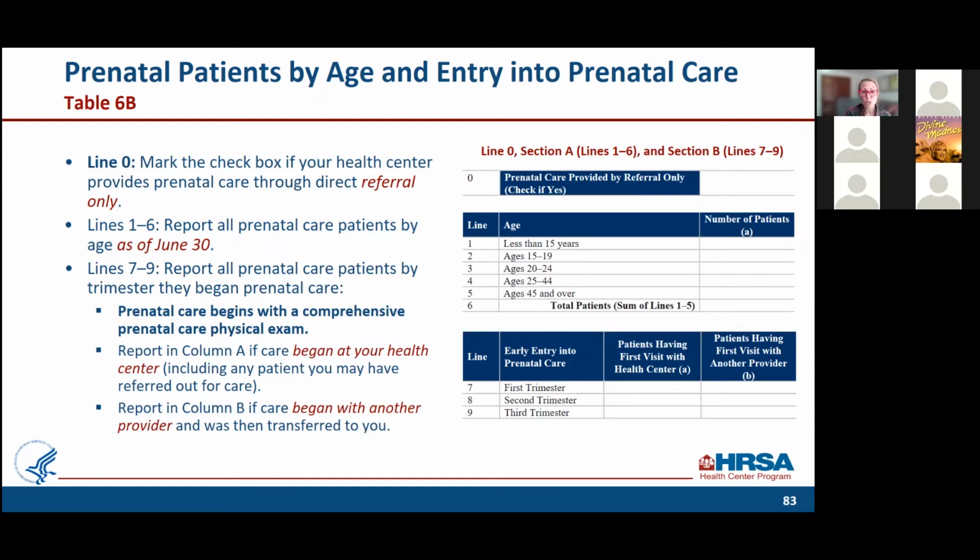Column B refers to patients who start with another provider and transfer into prenatal care with you, your care. Patient totals on line 6 and the sum of lines 7 through 9 must match. Prenatal care, quote unquote, begins for the purposes of UDS with a comprehensive prenatal exam. Trimester is determined using the last menstrual period, the LMP, and there in the glossary of the UDS manual, there's definitions about that if you need to look that up.